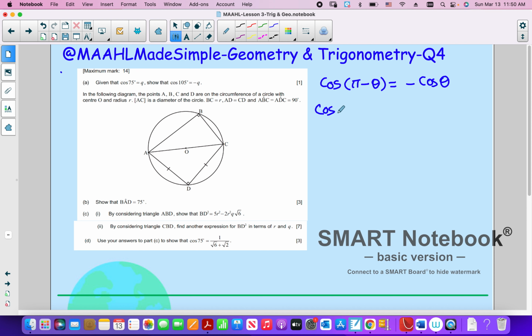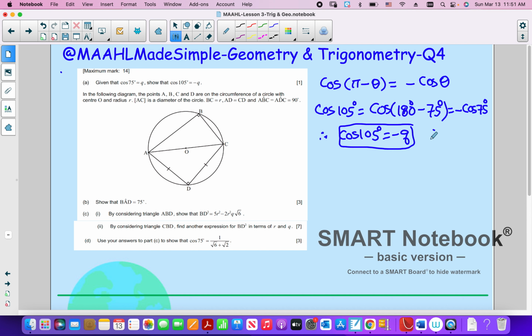Cosine 105 is the same as cosine of 180, which is pi, minus 75. Using the above rule, that should equal minus cosine 75, and therefore cosine 105 is the same as minus q, and that is what we need to show.